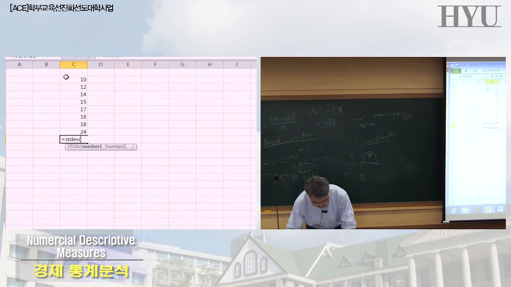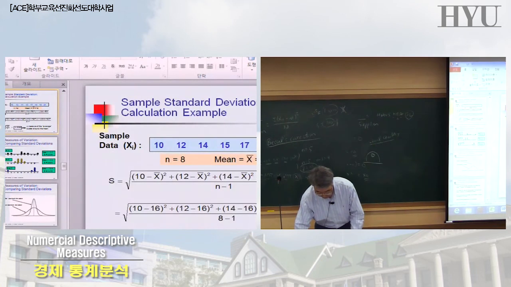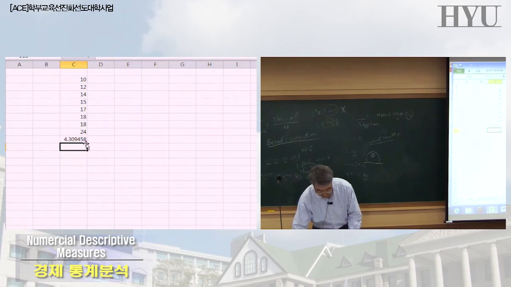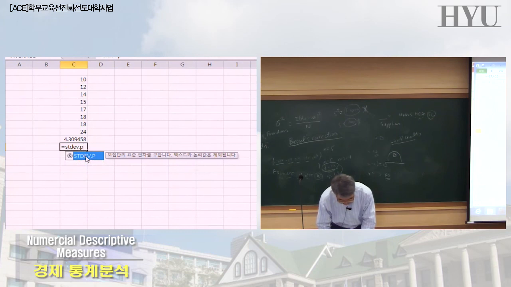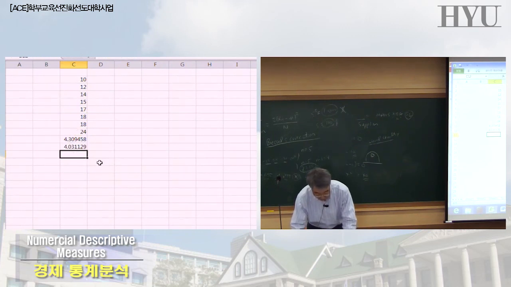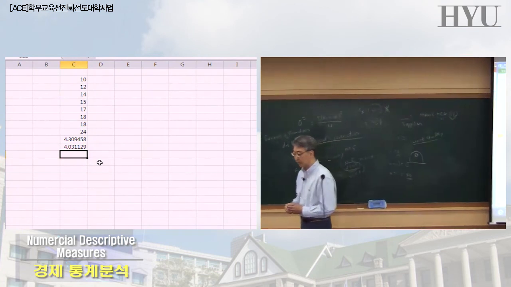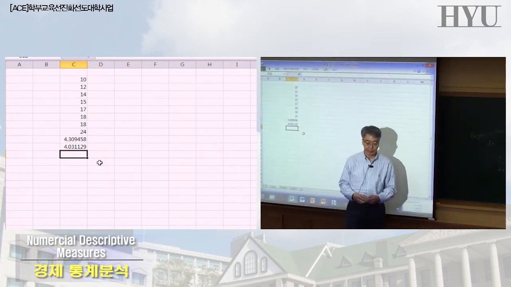There we go. 4.3094, that's exactly what we have in the slide, 4.3095. I just rounded it. If you do STDEV.P, you have to type equal first, STDEV.P, and the range. Yeah, you got 4.03, because this is divided by 8 instead of 7. So this is divided by 7, this is divided by 8, so slightly smaller.